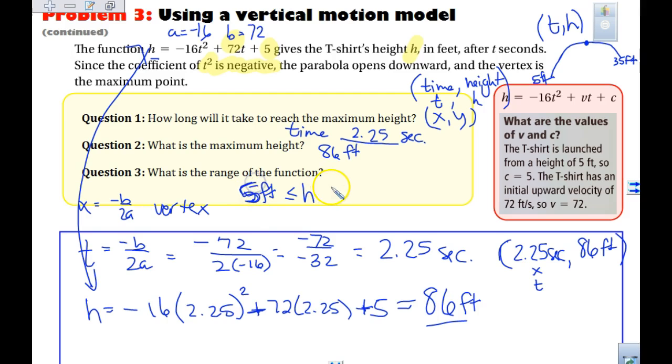So 5 feet. And the highest it goes, they catch it at 35, but the highest that our t-shirt goes is 86. So at 2.25 seconds it hit 86, and it came down to 35. Maximum height 86 at 2.25, and our range is between 5 and 86 feet.